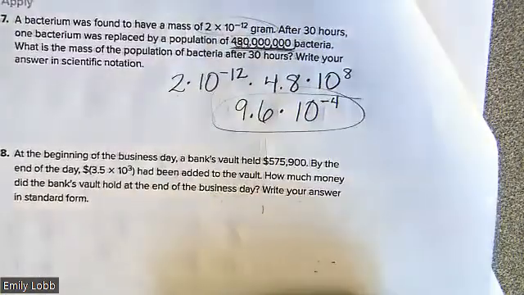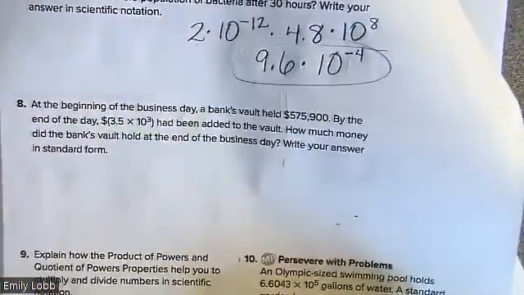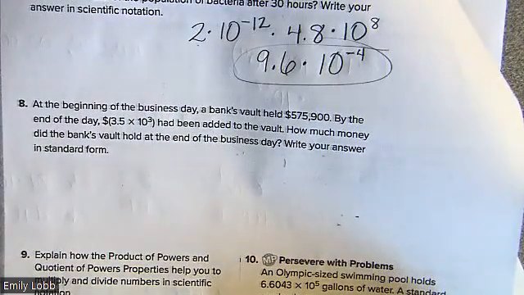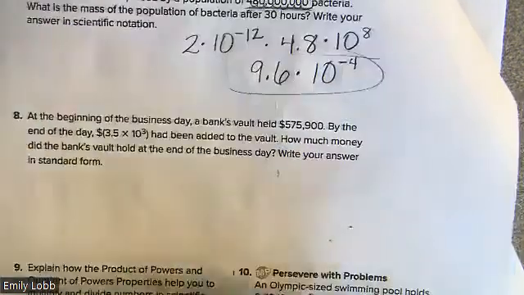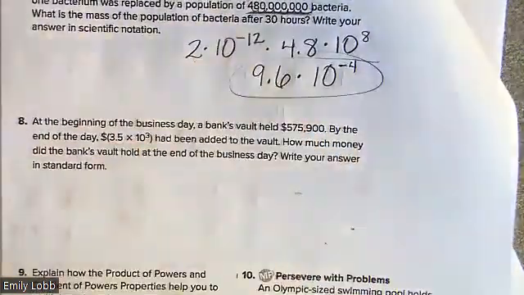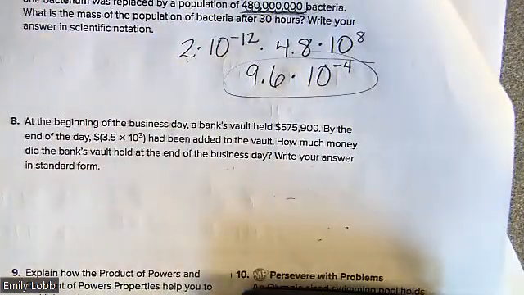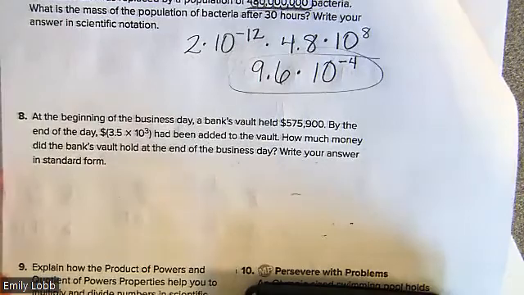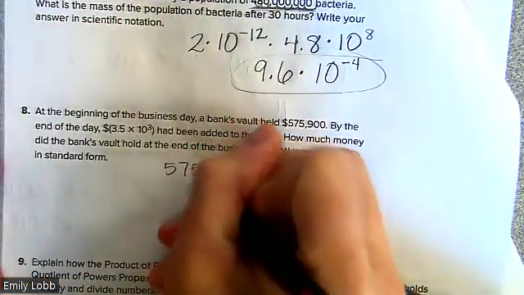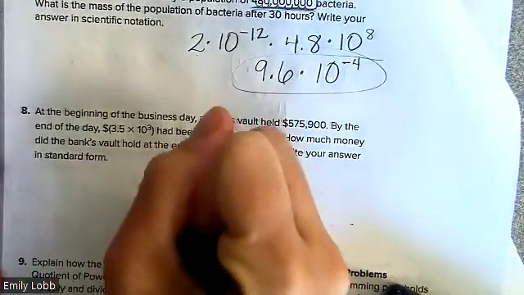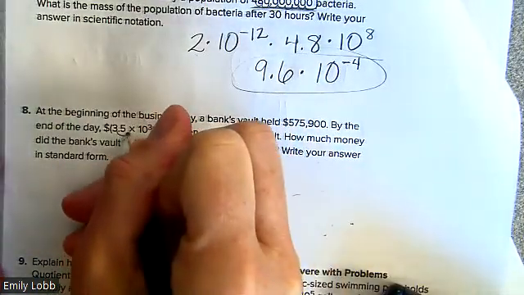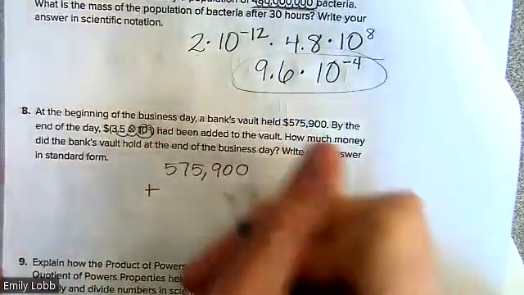So we have done 7 already. Number 8. At the beginning of the business day, a bank's vault held $575,900. By the end of the day, 3.5 times 10 to the third dollars had been added to the vault. How much money did the bank's vault hold at the end of the business day? So what are we doing with these two numbers? Adding them. So I would say that it's easier to just put them both into standard form. So you have 575,900 is where it started. How much is being added? So I would be moving this 1, 2, 3 places. 3,500, that's it.